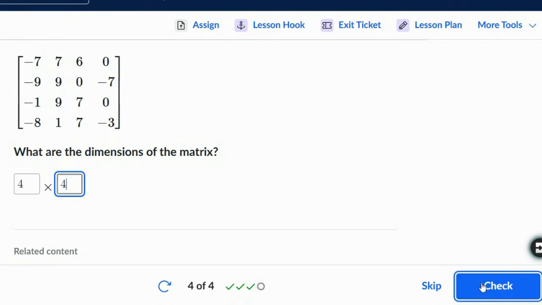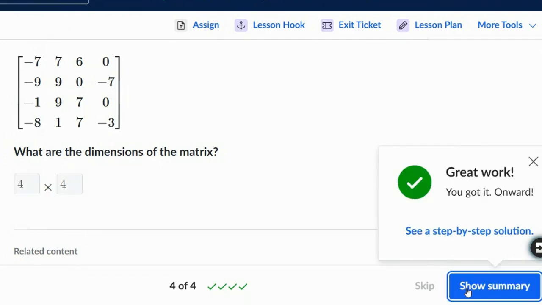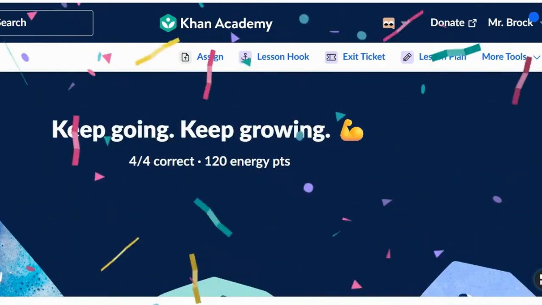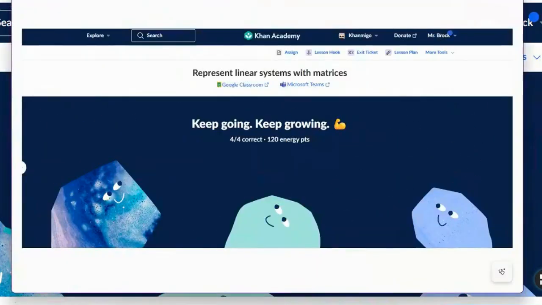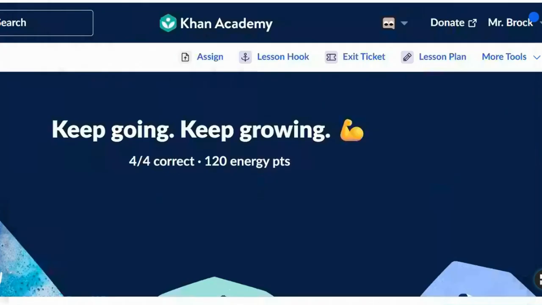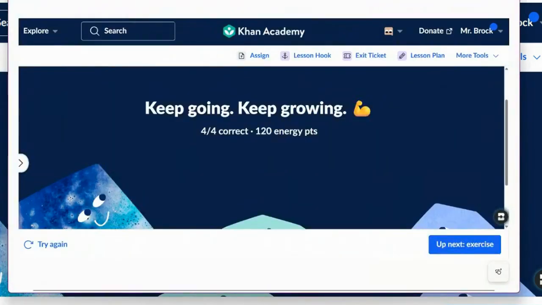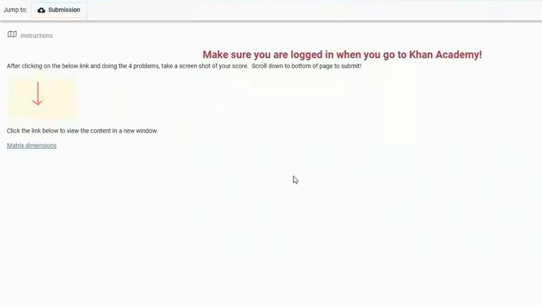All right, now pay attention here. This is how you turn this assignment in Buzz. Good work. Show summary. Right here we see how did we do? Yay, we got 4 out of 4. So at this point, take a screenshot. I'm taking a screenshot like this. It should have your name up in the corner and your score. Right. So I got the screenshot. There's my screenshot. I'm going to close this and go back to Buzz.